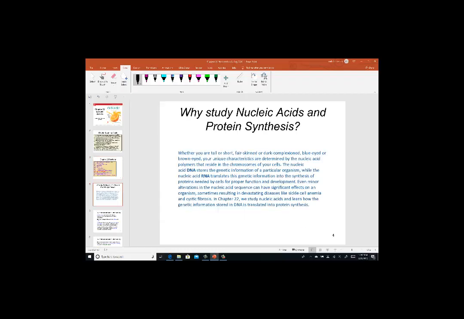So let's take a quick peek. Why bring up nucleic acids and protein synthesis? It's just a little short reading here. It says, whether you're tall or short, fair-skinned or dark-complexioned, if you're blue-eyed, brown-eyed, green-eyed, whatever you might be, what makes you unique is determined by nucleic acid polymers that reside in the chromosomes of your cell. It's this nucleic acid called DNA that stores all of your genetic information. And the nucleic acid RNA is responsible for translating the genetic information into proteins, and those proteins are needed by cells for proper function and development.